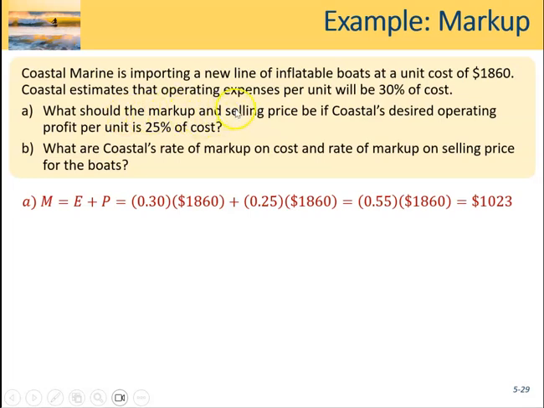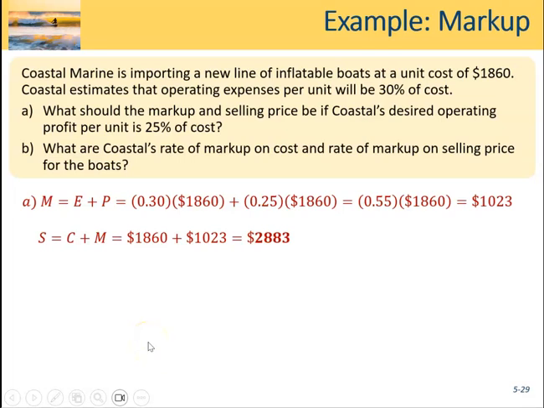Okay, so let's go back to the question. What should the markup and selling price be? So we know what the markup is. Let's look at the selling price. So we know our selling price is the cost, which is the 1860, plus the markup, which is the 1,023, is going to give us our selling price for 2,883. Okay.